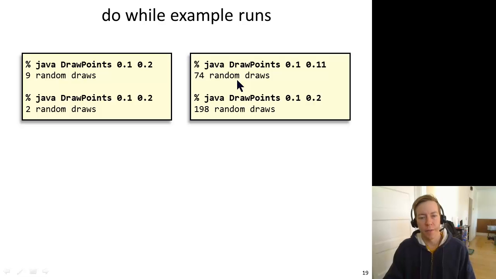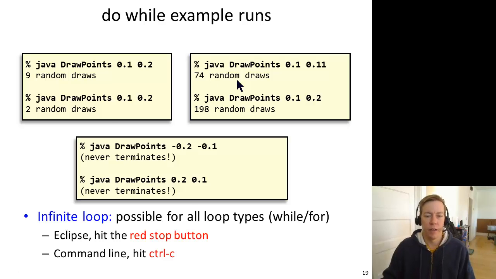But what if I did something like this? If I give it the left of negative 0.2 and a right of negative 0.1, I mean, that's a valid interval, but it's not between 0 and 1, right? And our little math.random is always between 0 and 1. It's impossible for math.random to ever return something that's in this interval. This loop will just run forever.